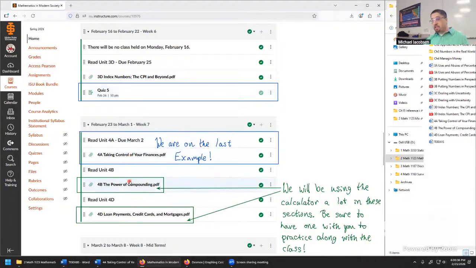Then units 4B and 4D get pretty specific. So we're going from pretty general open topics here to highly specific topics, both in 4B, compound interest, and then looking into loan payments, credit card payments, and mortgage payments in Unit 4D.